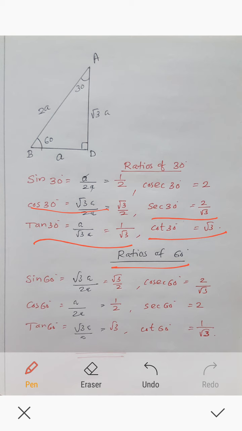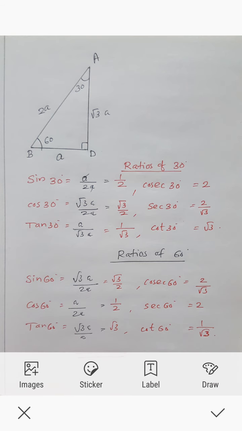Then ratios of 60 degree: sine 60 is root 3 by 2, cosec 60 is 2 by root 3, cos 60 is 1 by 2, sec 60 is 2, tan 60 is root 3 and cot 60 is 1 by root 3. Now comes the problems related with it.